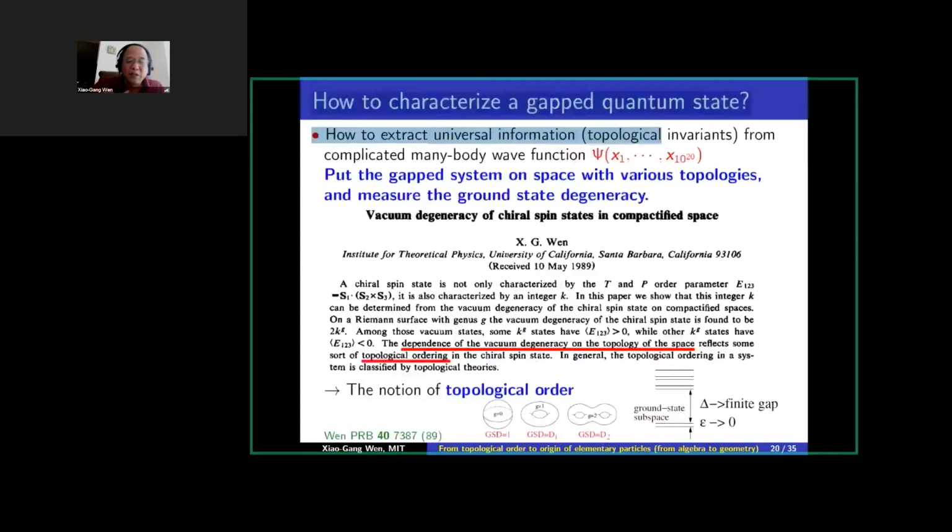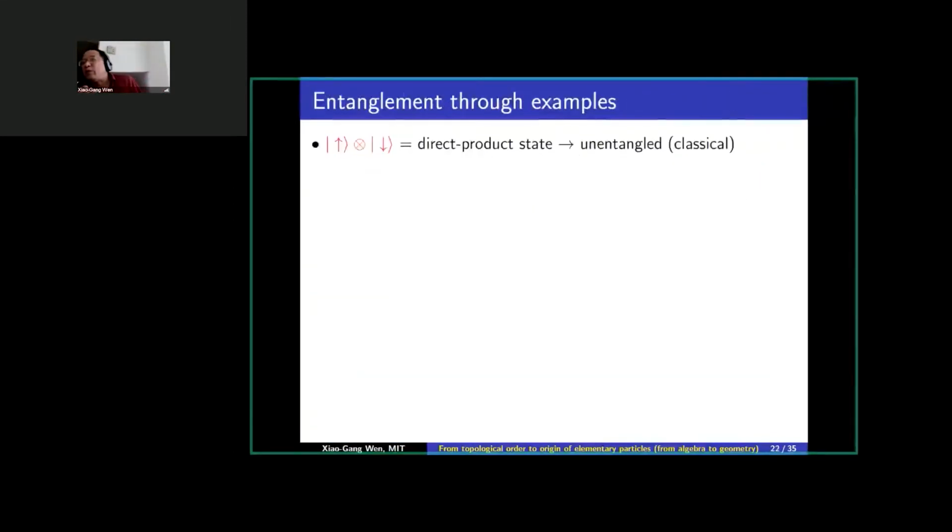So therefore, that's why you can have two different wave functions with the same energy, because every part looks the same, so it has the same energy. But they are still different wave functions. So that's why you have degeneracy. So therefore, this degeneracy from topological order is really coming from this entanglement. Okay. So now let's try to understand what entanglement is from some examples.